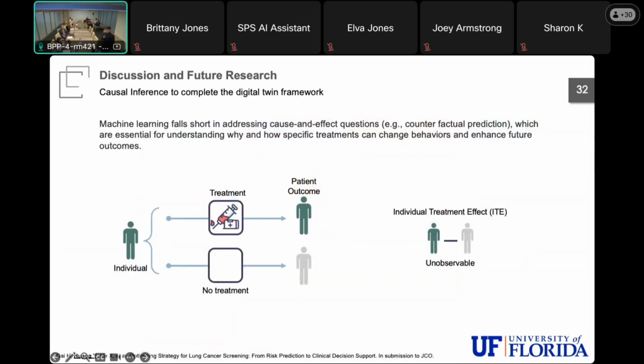However, there's room to improve this health digital twin framework. For example, the current framework relies on machine learning. Machine learning is a predictive modeling technique that learns the correlation between the inputs and the outputs. However, it falls short in addressing cause and effect questions. But cause and effect is an important question in health digital twin. So I will explore causal inference, especially for individual treatment effect estimation, in the next step.